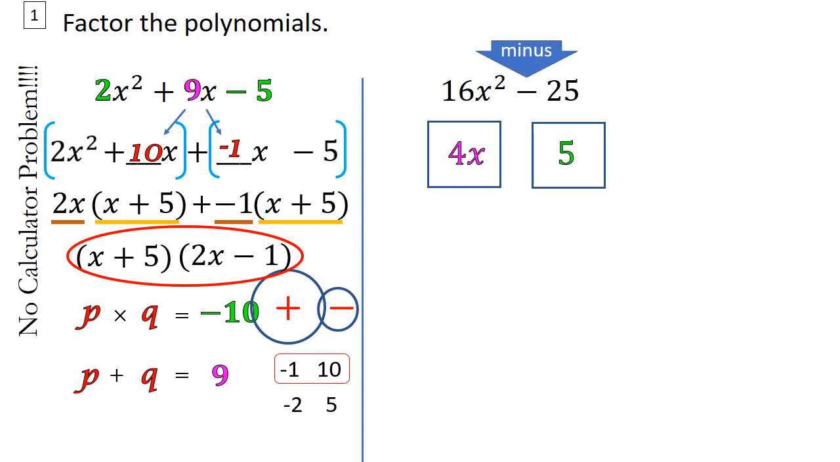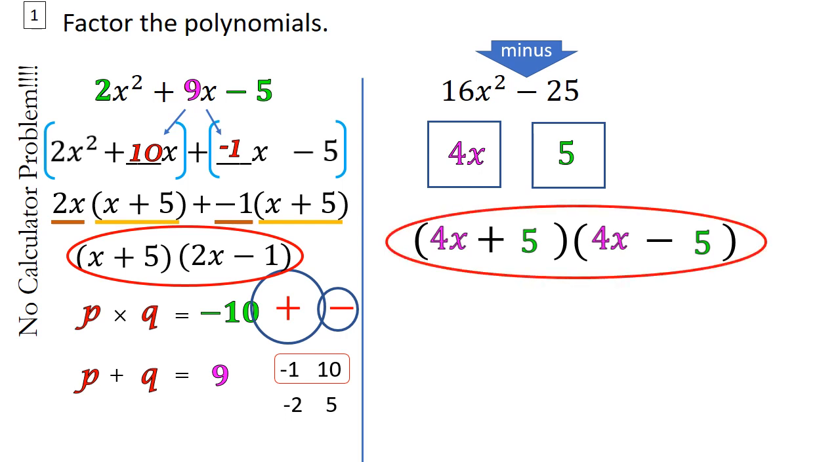And it has to be a difference, which is to say that it has to be a minus. If this was a sum of squares, if we were adding them, it wouldn't factor at all. But when it does have a minus there, these will factor into conjugates. One plus, one minus, but otherwise the parentheses are exactly the same and built from these building blocks we just found, which means they're both going to start with 4x. They're both going to end with 5. 4x plus 5, 4x minus 5. That's how we factor our difference of squares. Every single time, turn into conjugates.